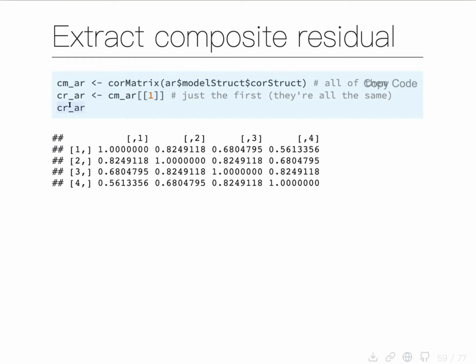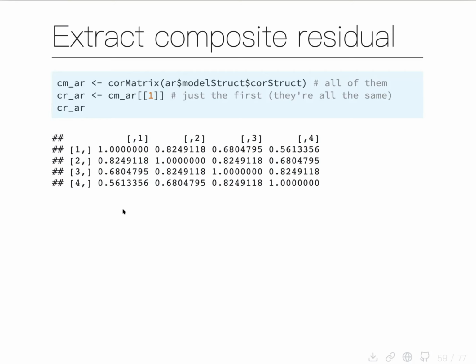And then I call this CRAR. And what we see here is the residual variance covariance matrix. So this is the composite residual, but in terms of a correlation. So it's just going to be 1 here, and then 0.825. So this is phi, right? This is what we estimated. And then this is phi squared, and this is phi cubed. So we have these band diagonals.